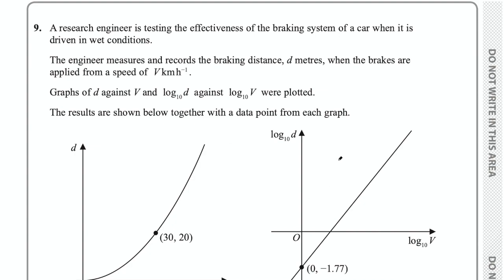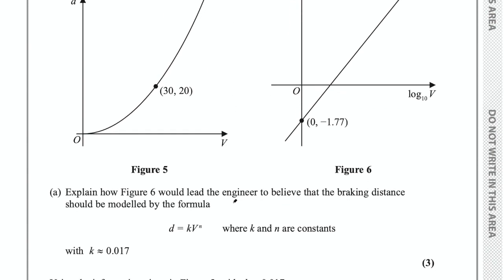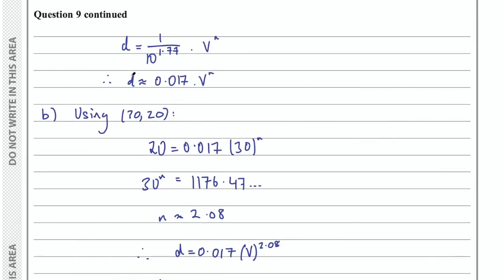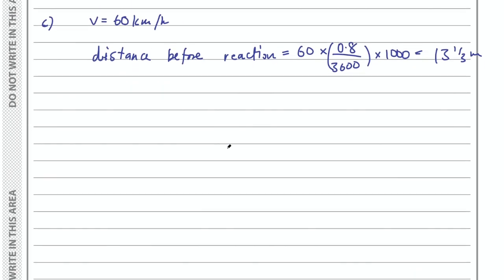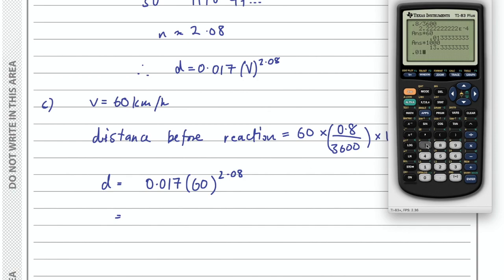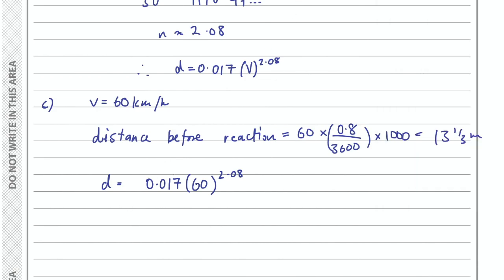So remember, this is the model used to determine braking distance. Let's just interpret what our model actually means. D was the braking distance. V was the initial speed that the car was traveling. So going back to this equation, all we need to do here is plug in V of 60 and we should get our braking distance. So D is equal to 0.017 multiplied by 60 to the power of 2.08. Putting that in now, I get 84.91, or 84.9 approximately.